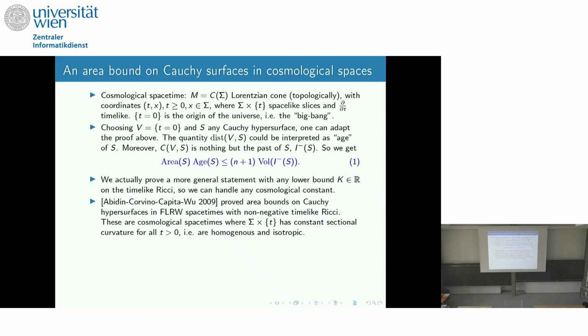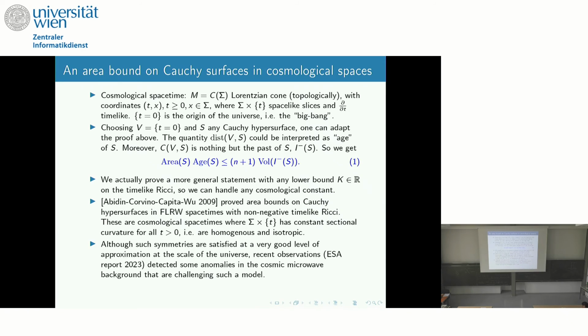This used to be the setting for cosmologists, this Friedmann-Lemaitre-Robertson-Walker spacetime, because at a good degree of approximation, the universe at very big scale has this property. But some recent observation, it's quite funny, a report of last year from the European Space Agency, detected some anomalies in the cosmic microwave background and challenged this model. So they say that at first approximation, it is a good model to assume that the time slices have constant sectional curvature, but at a better level of approximation, not so much.